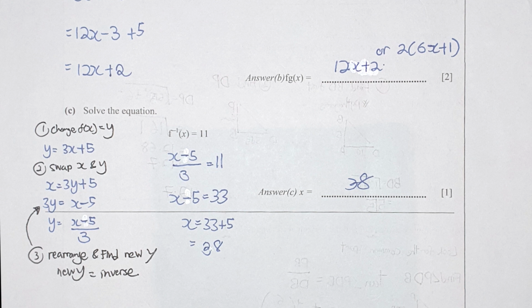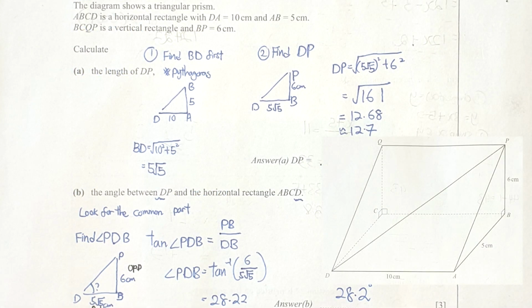Here, question 24. To identify the length of DP, the first thing that you need to do is to identify the base of this triangle DPB, which is DB here. By using the Pythagoras theorem, combine the values of 10 and 5, you will get BD's value as 5 square root 5. And for you to identify this P value, you use your Pythagoras theorem again. So your final answer is actually square root of 161, which is equivalent to 12.7.